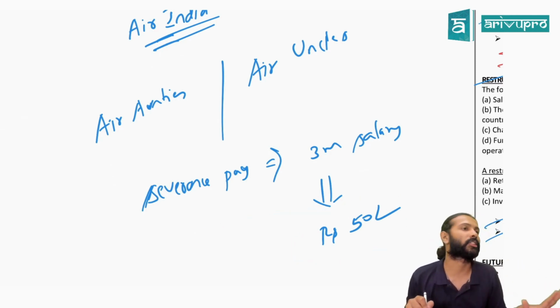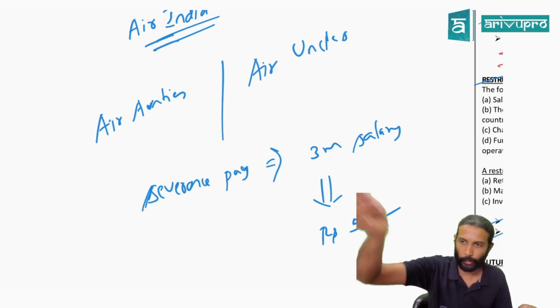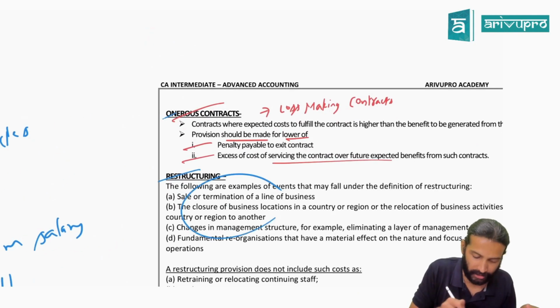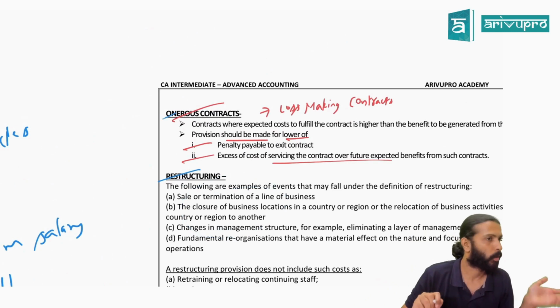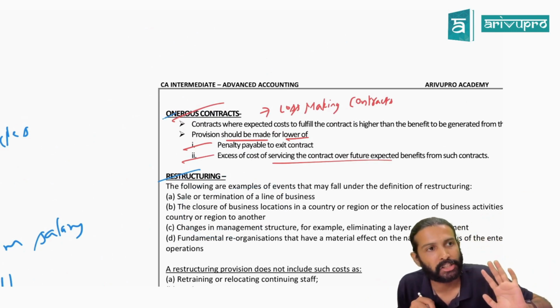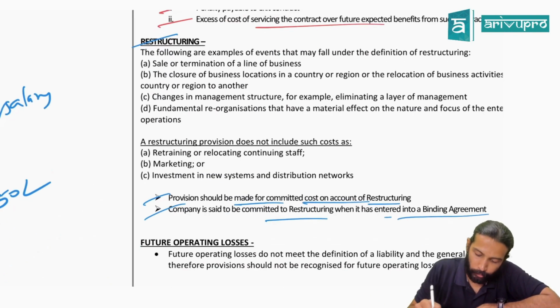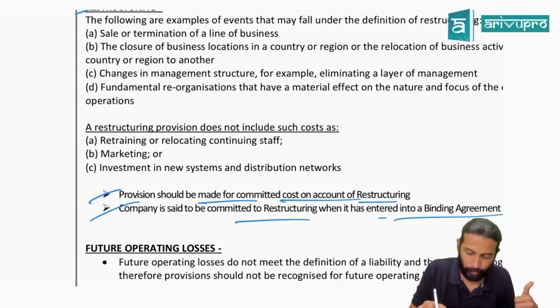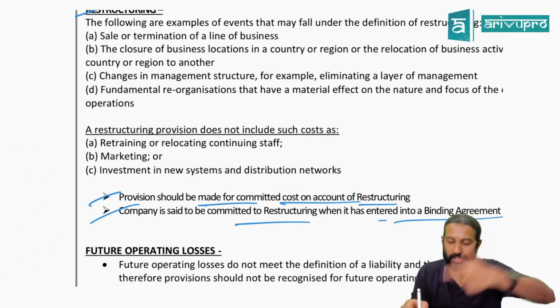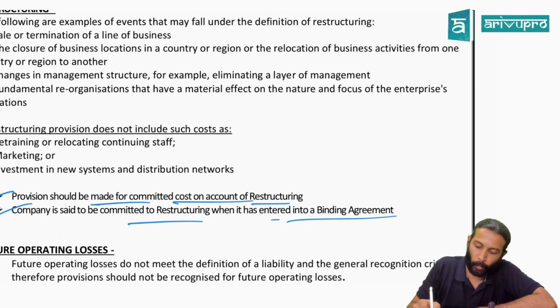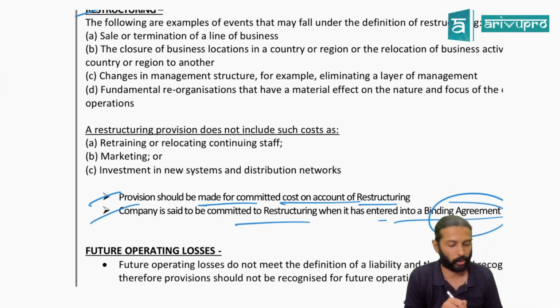Because the organization is committed to restructuring, though it's a future activity, there is a specific provision that says you can make a provision for this. It is an overriding exemption. Provision can be made for the committed cost of restructuring, and you can say the organization is committed provided a binding agreement has been entered into.